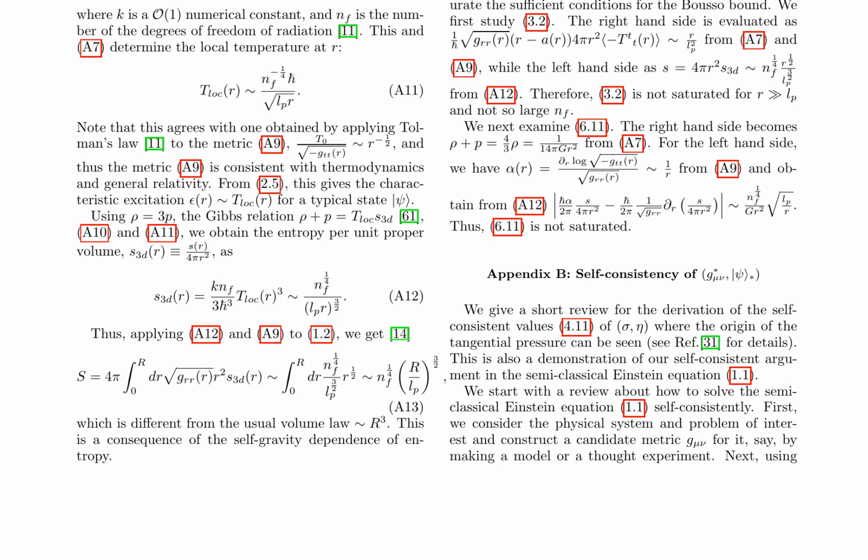Finally, the authors provide a short review of the derivation of self-consistent values for the metric and the state vector, using the semi-classical Einstein equation. They outline the general procedure for solving this equation self-consistently, starting with a physical system and problem of interest, constructing a candidate metric, and then using it to derive the self-consistent values.